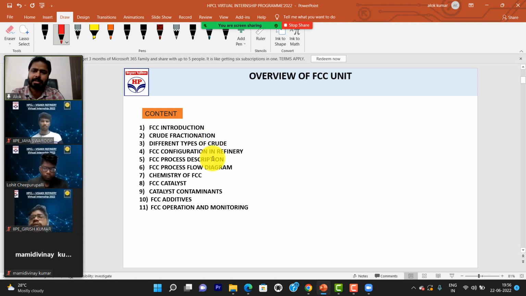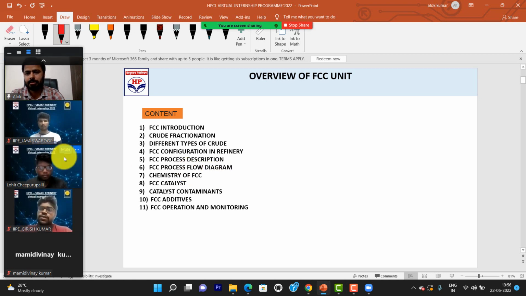Then different types of crude, FCC configuration in refinery, FCC process description, FCC process flow diagram, FCC chemistry, and what catalysts we are using in the FCC. Then what contaminants in the feed can deactivate the catalyst, we'll discuss those too. Then FCC additives, what additives we are using in FCC for maximizing conversion and for catalyst deactivation. Then at last we'll discuss FCC operation and monitoring. Okay.